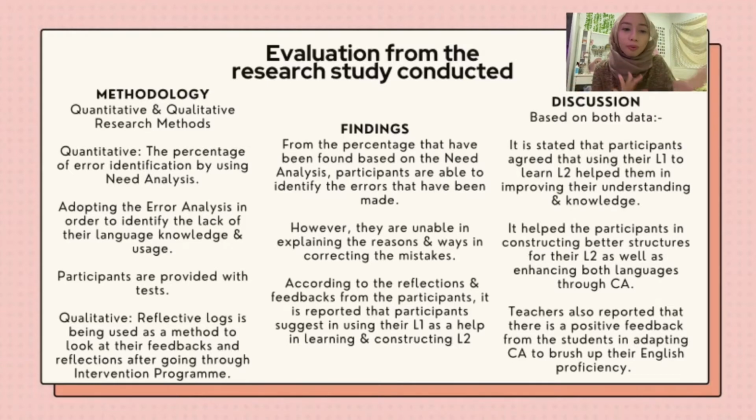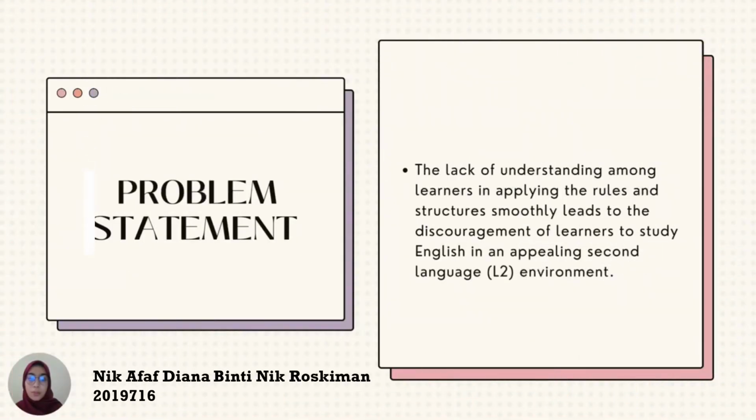And overall, based on both data, it is stated that participants agreed that using their first language to learn the second language, which is English, helped them in improving their understanding and knowledge. Other than that, it helped the participants in constructing better structures for their second language, as well as enhancing both languages through the CA or constructive analysis. Teachers also reported positive feedback from the students in adapting CA to brush up their English proficiency. Moving on to the next part, the problem statement.